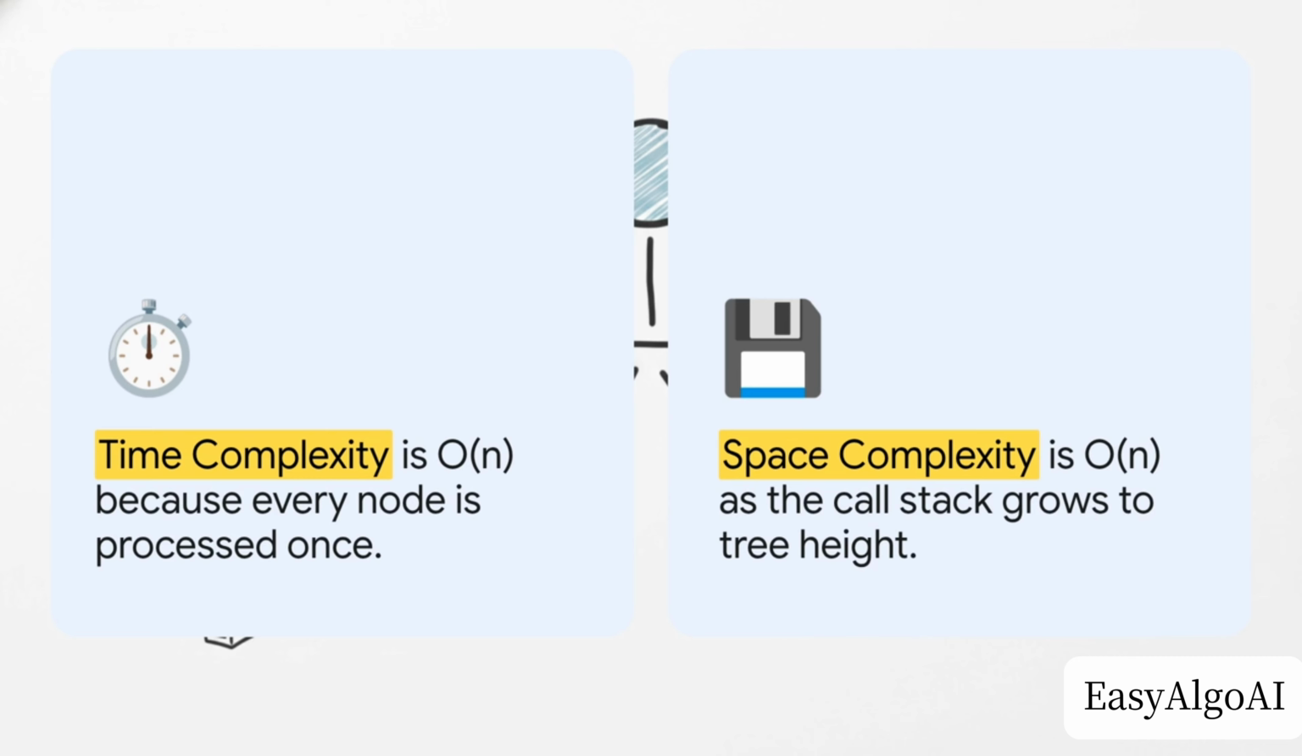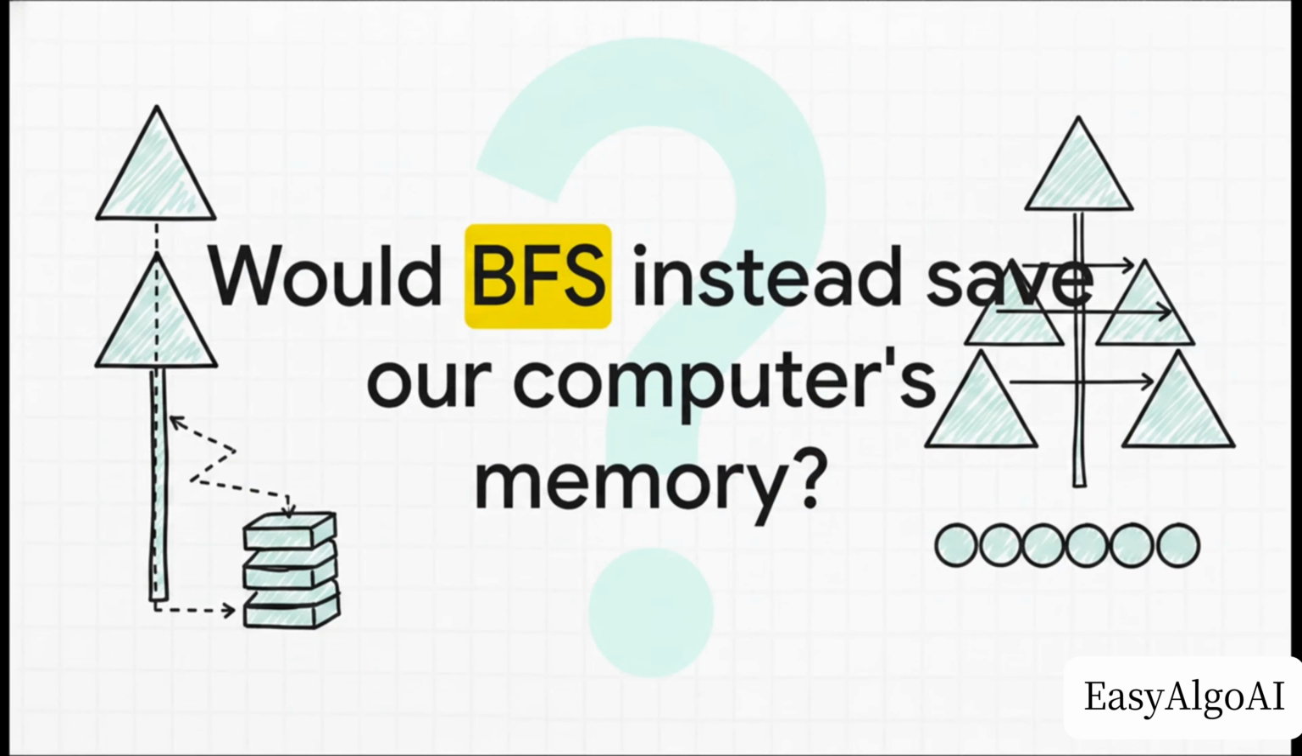If the tree happens to be incredibly lopsided, essentially just a straight line down, the call stack will grow as large as the total height of the tree, consuming memory for every single node all at once. Which leaves me with a final, fascinating puzzle for you to ponder.